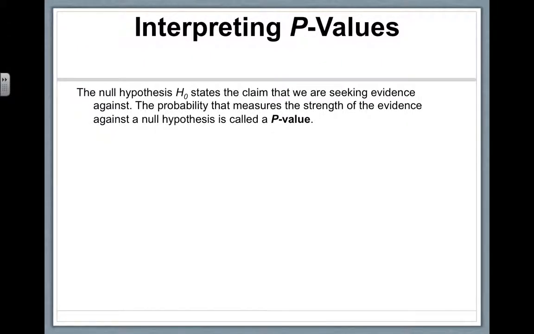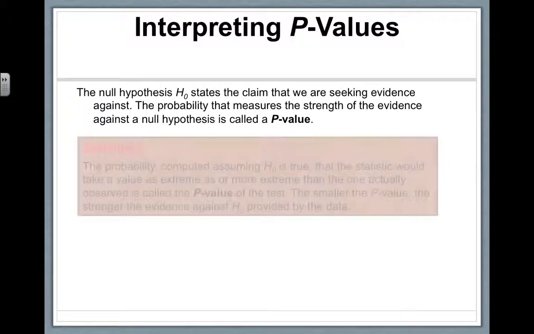Okay, so now we're going to talk more about the actual measurement here. A p-value is our probability that will help us measure the likeliness of our alternative hypothesis occurring when our null hypothesis is true. So the null hypothesis states the claim that we are seeking evidence against. The probability that measures the strength of the evidence against a null hypothesis is a p-value.